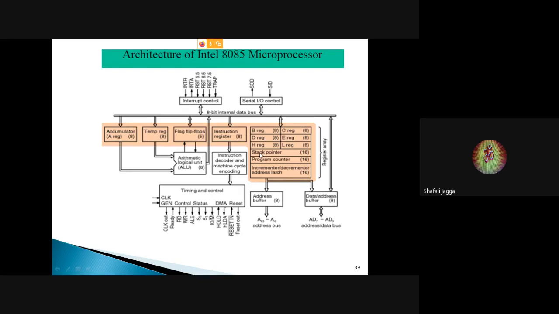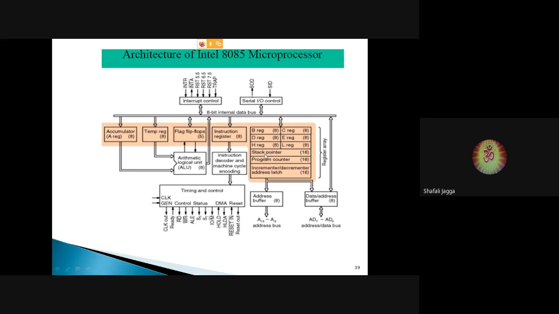Then the other two registers are 16-bit registers. These are the stack pointer and the program counter. These are the memory pointer registers. The stack pointer is the 16-bit register which points to the stack memory. Stack memory is that area of memory where temporary data is stored, which is to be retrieved soon. And this is based upon the principle of last in, first out.